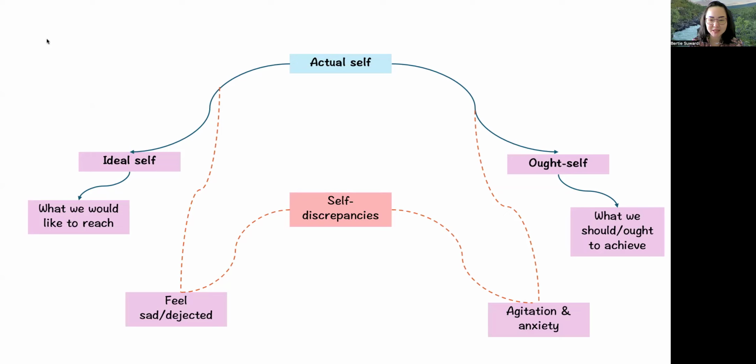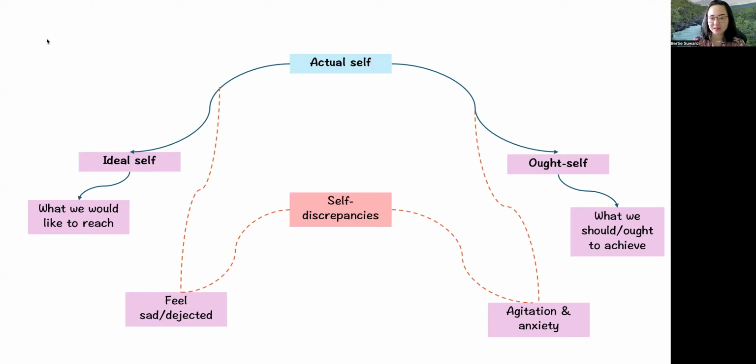Sometimes self-discrepancies happen. When there is a discrepancy between the actual self and the ideal self, we may feel sad or dejected. On the other hand, when there is a discrepancy between the actual self and the ought self, what we should or ought to achieve, then we experience agitation or anxiety.